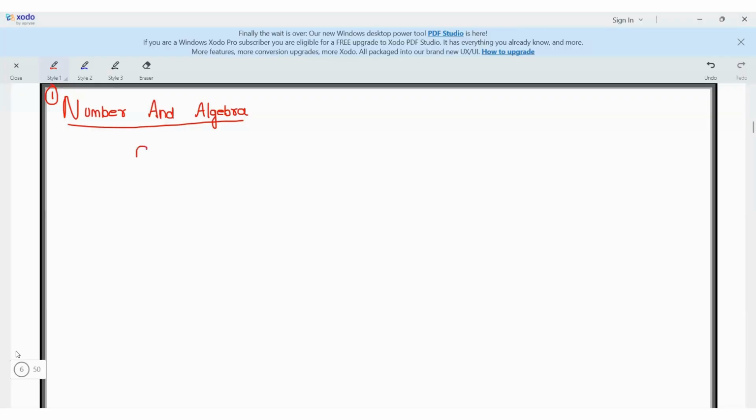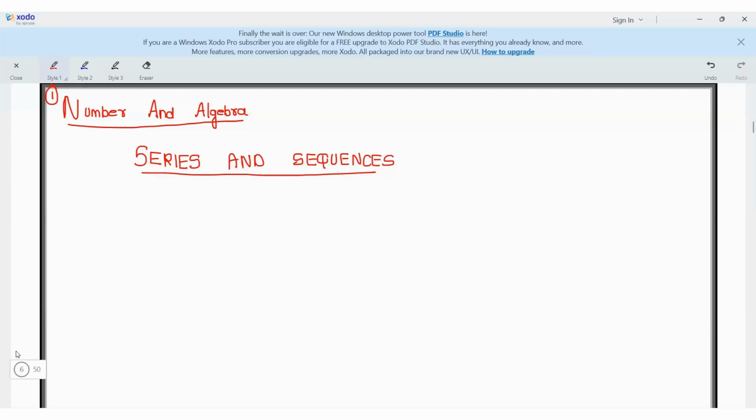I'm going to start with the first topic, which is series and sequences. First of all, you have to understand what is the difference between a series and a sequence, or are they related? That understanding is needed. But technically, both of them are the same thing.